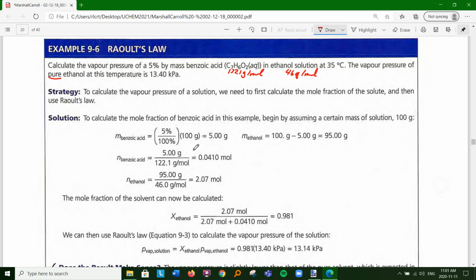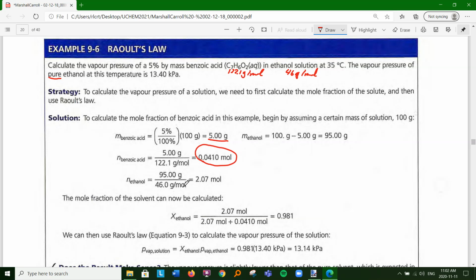So benzoic acid. I don't know how much I have, but I know it's 5%, so let's use 100. In 100 grams of the solution, I'll have 5 grams of benzoic acid, right? 5% by mass, so 5% times 100 is 5. And the ethanol, if the total mass of the solution is 100 grams, is 100 minus 5, which is 95 grams. Then I can get the moles of benzoic acid: 5 grams over 122.1 grams per mole, which is 0.041 moles.